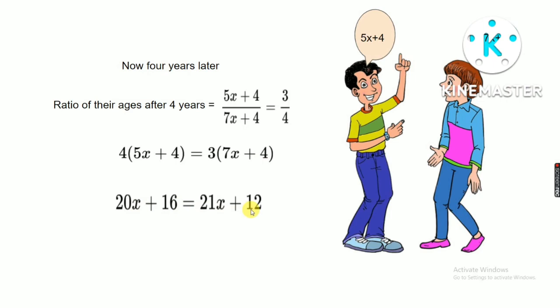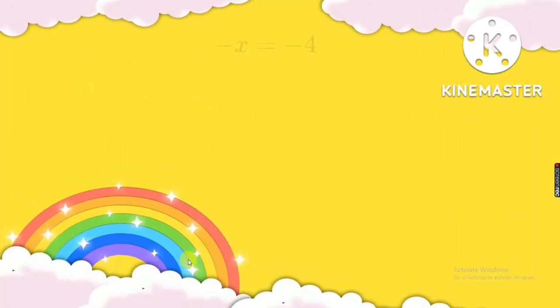Now we would transpose the term with x to the left hand side. It would become 20x minus 21x, because we have shifted 21 to the other side. It would be converted into the negative, and 12 minus 16. Here 16 was in positive sign, but when we transposed it to the other side, it would be converted into the negative. Now solving this, 20x minus 21x, we got minus x is equal to minus 4. Minus minus got cancelled with each other, so x is equal to 4.